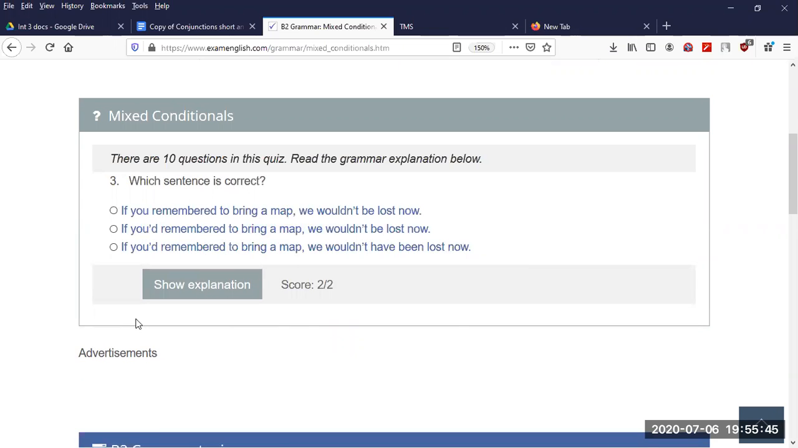Which sentence is correct? If you remembered to bring a map, we wouldn't be lost now. If you'd remembered to bring a map, we wouldn't be lost now. If you'd remembered to bring a map, we wouldn't have been lost now. Number 2, correct.